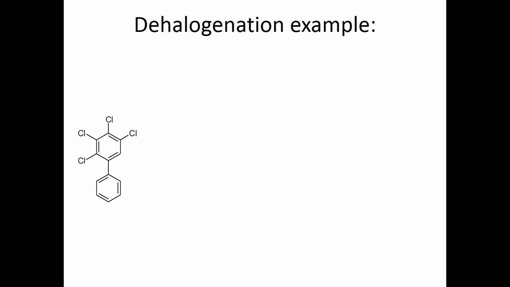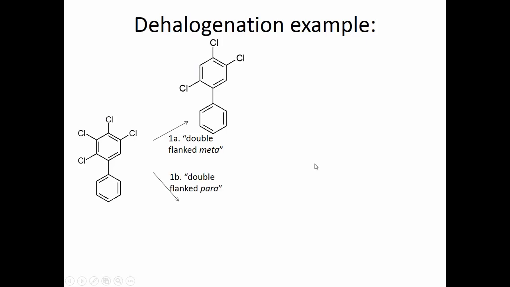And so let's take a look at that example that we looked at way back when. If we can remove from this PCB a double flanked meta-chlorine, there's only one of those. This is meta. This is also meta, but only one of them is double flanked. This one has a chlorine on this carbon and this carbon, the 2 neighboring carbons, so it's double flanked. So only this one is going to get removed, and it does. Or if we're looking for a double flanked para, now we have ortho, meta, para. The only para one here actually happens to be double flanked. And so we can remove that.